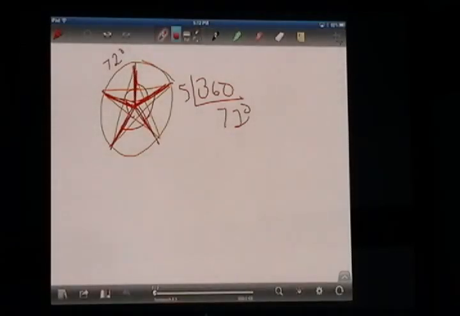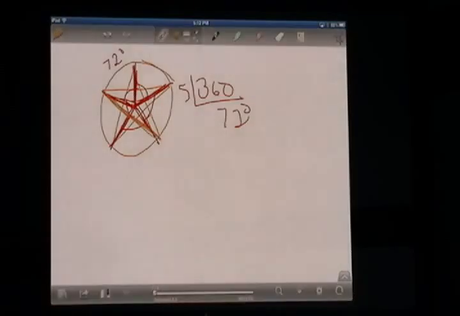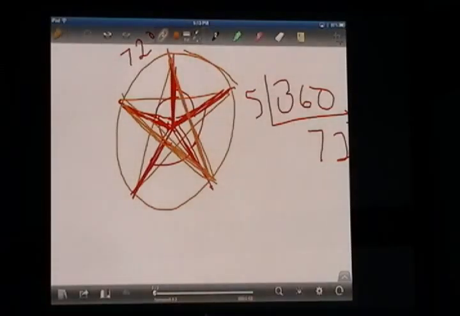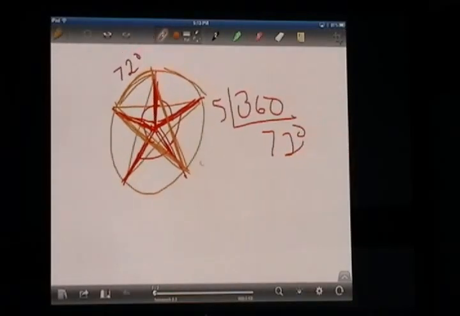All right, but we're not looking at the central angles. We're looking at these inscribed angles right here. Okay, and what do you know about inscribed angles? They're half the measure of the arc. So half of 72 is 36 degrees.